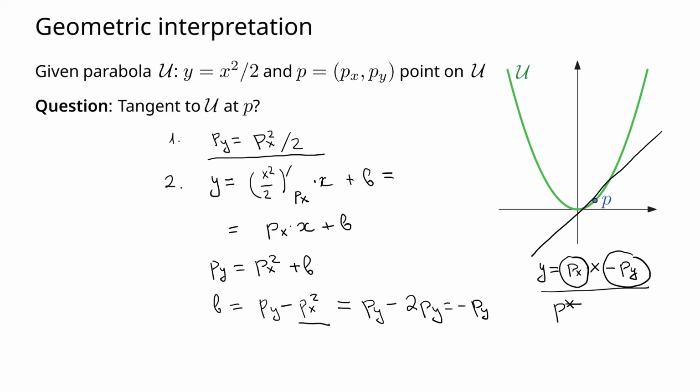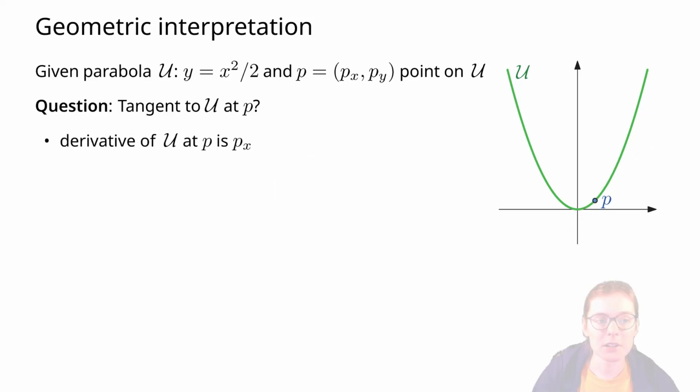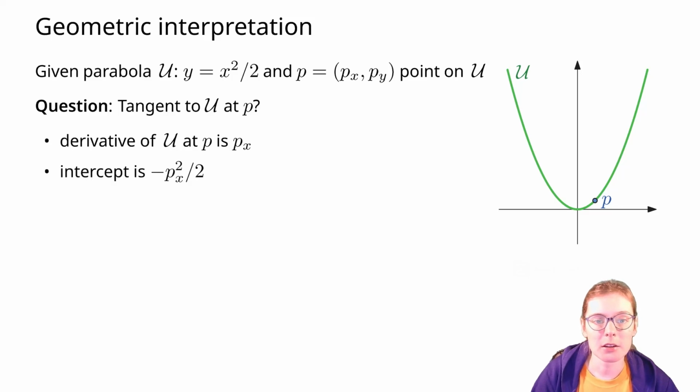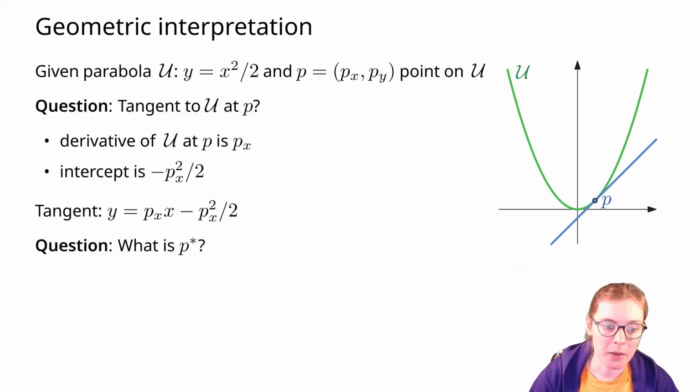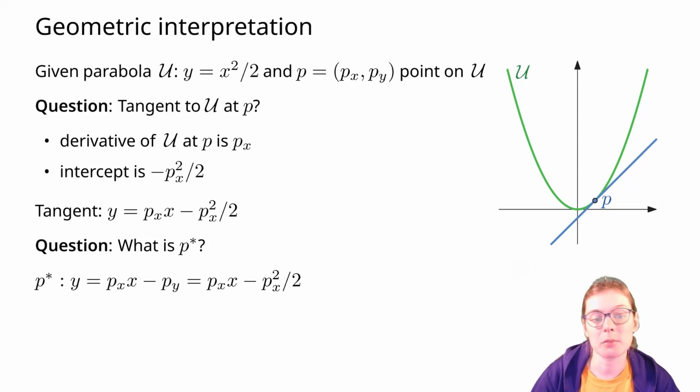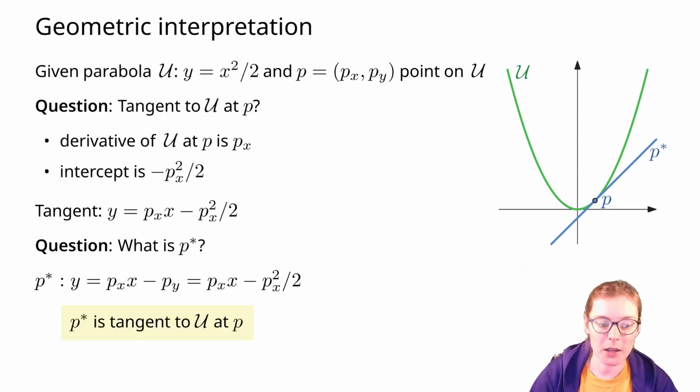Okay, great. So let's summarize. First, the derivative of the parabola at point P is px. The intercept is minus px squared over 2. Thus, the tangent line to the parabola passing through the point P is given by the equation px times x minus px squared over 2. And now, if we write down the equation of the dual line of P, we will find that it is given by the same equation. Okay, so P star is tangent to the parabola x squared over 2 at point P.